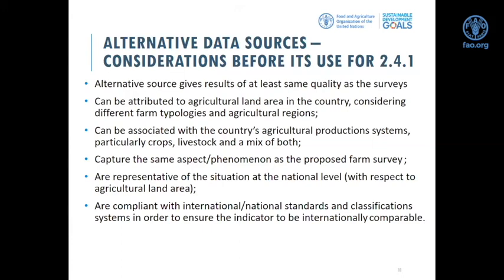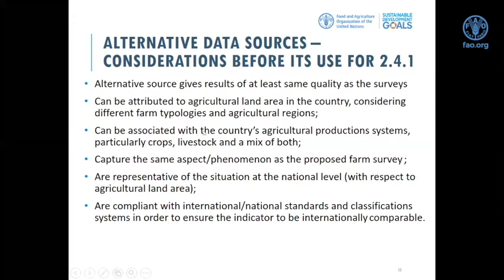Based on our discussion with them, based on the GIS, the results were shown entirely different for a given agriculture area as opposed to the farm survey approach. So, we need to be careful about that too. As I mentioned, it can be attributed to agricultural land area in the country, considering the different farm typologies and agriculture regions. So if you cannot relate the information collected through administrative records, through land registers, to the agriculture area, then you know that information is useless because you cannot say anything about the agriculture area as to whether it's sustainable or not.